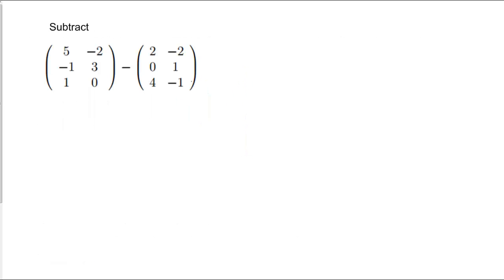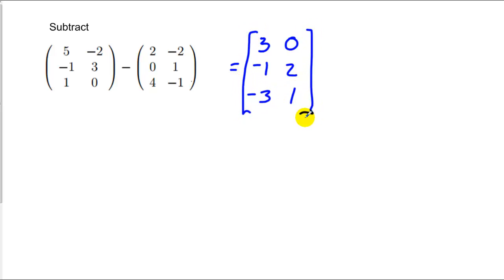If we want to subtract, we're just making sure once again the dimensions are the same. They're both 3 by 2s, and then subtract off corresponding elements. So we have 5 minus 2 is 3, negative 2 minus negative 2 is 0, negative 1 minus 0 is negative 1, 3 minus 1 is 2, 1 minus 4 is negative 3, 0 minus negative 1 is 1. And that's our final matrix.